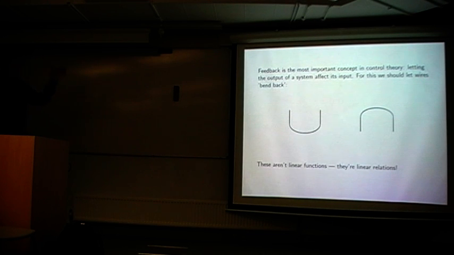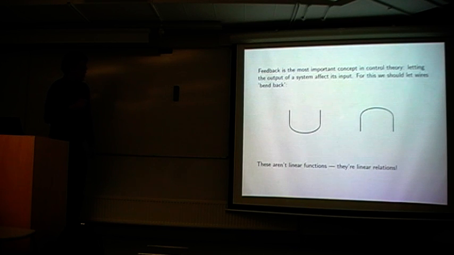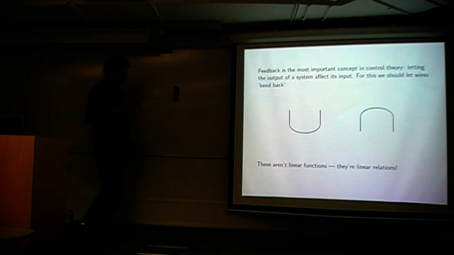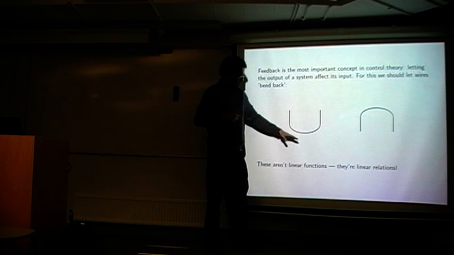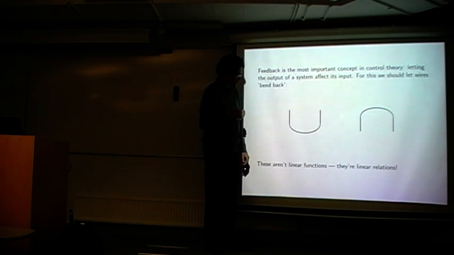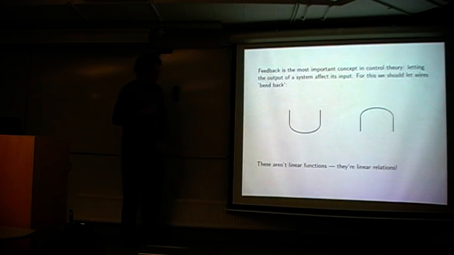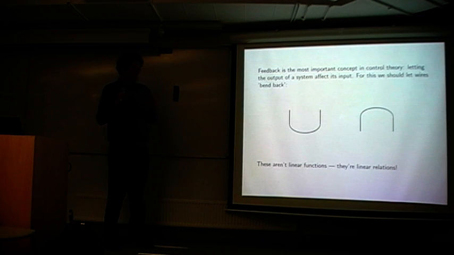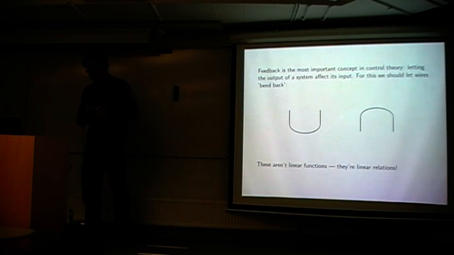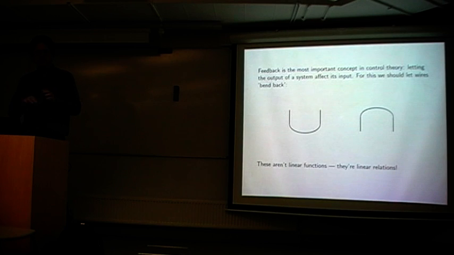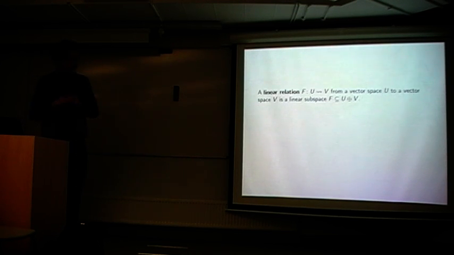So as I just said, feedback's the most important concept in control theory. And so you need wires that bend back somehow. You want to feed in a signal here and have it come around back out there, going backwards in time, so to speak. Or conversely this way. These aren't described by linear functions. There's something more general: linear relations. So now I'm going to introduce a larger category than the one I talked about that has these extra ingredients. So what's a linear relation?